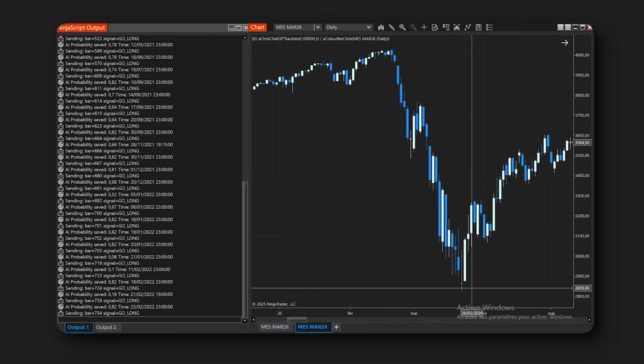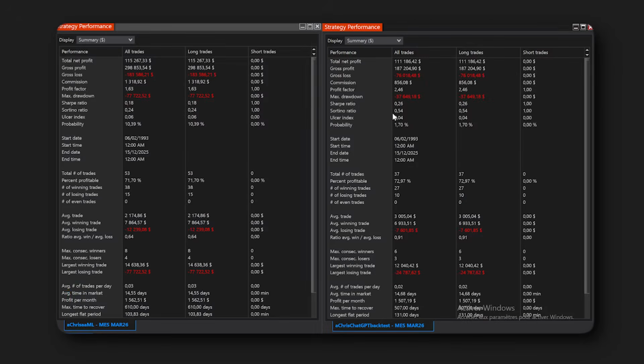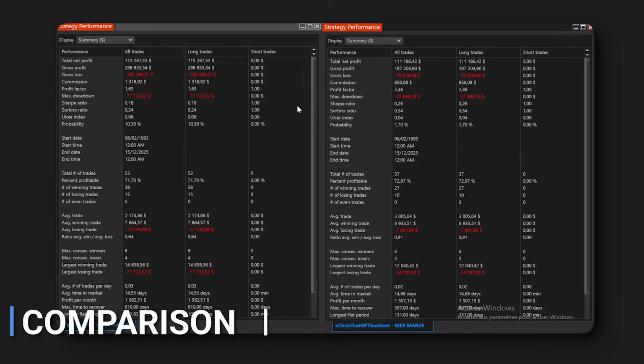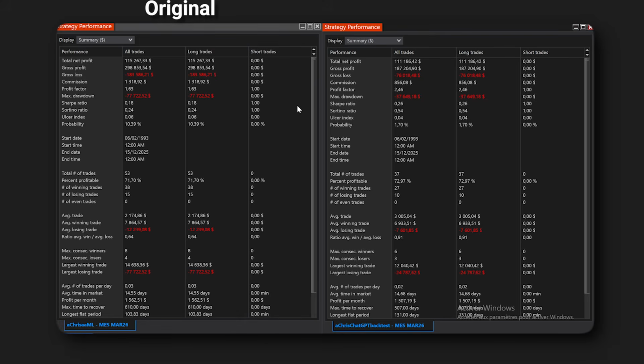Because each request takes a few seconds to process, I'm now going to fast forward the video so you can see the full sequence much more quickly. Now that the AI-enhanced backtest is complete, we can compare it with the original results. On the left, you'll see the original version of the strategy without any AI filtering. And on the right, you can see the upgraded version, where every historical trade is validated by GPT 5.1 before being executed. Let's break down the results.